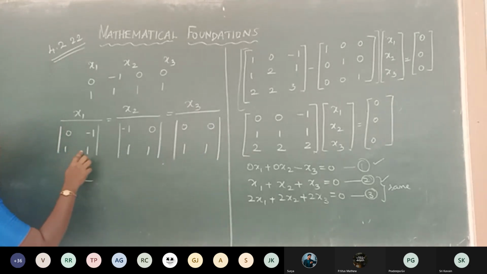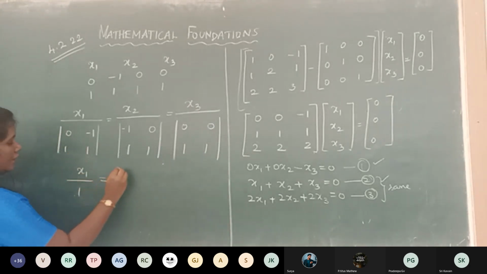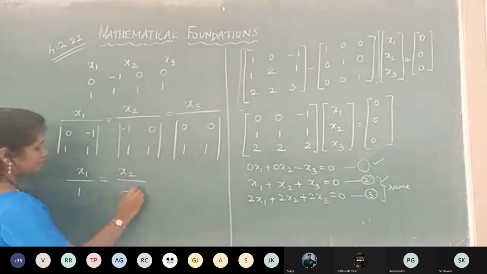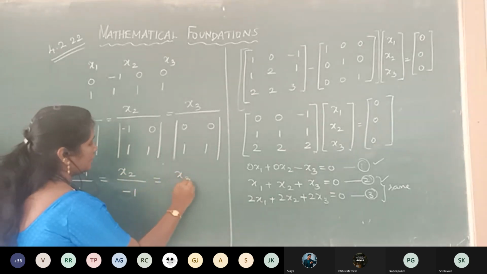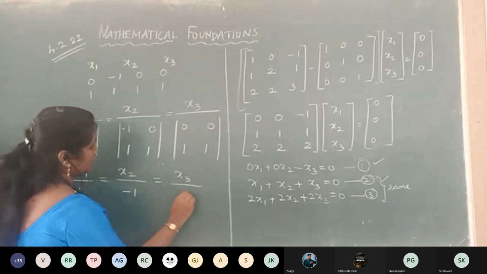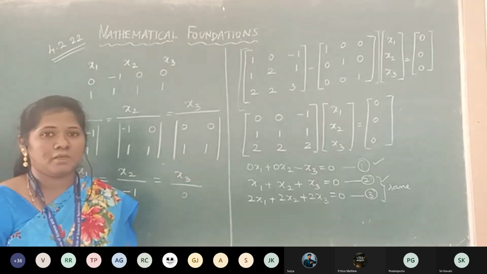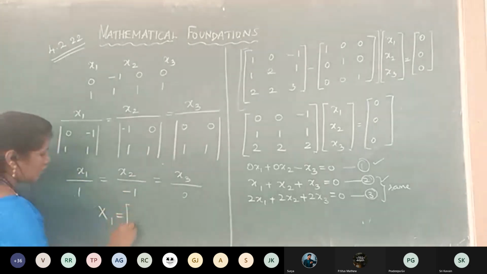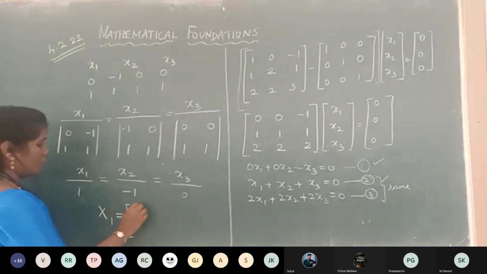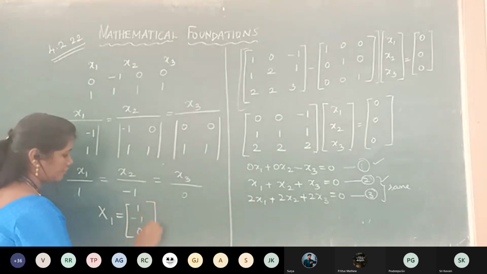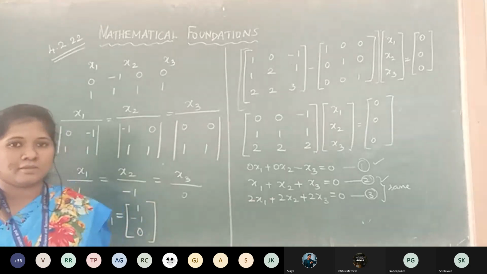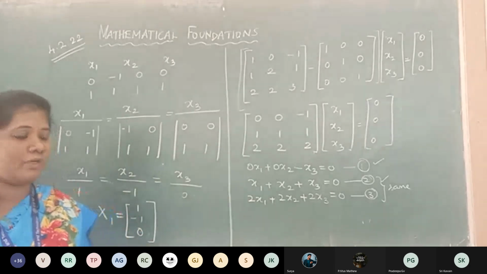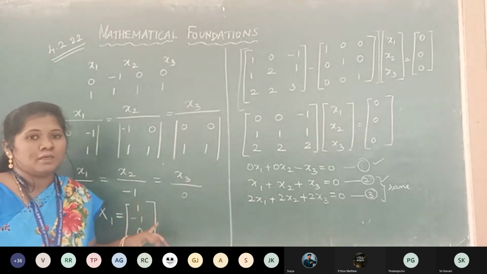So x1 by 0 plus 1, x2 by minus 1, and x3 by 0. From here, you can write your x1's value. What are your values? 1, minus 1, and 0. Do you remember your rule of cross multiplication, how to find x1, x2, x3?